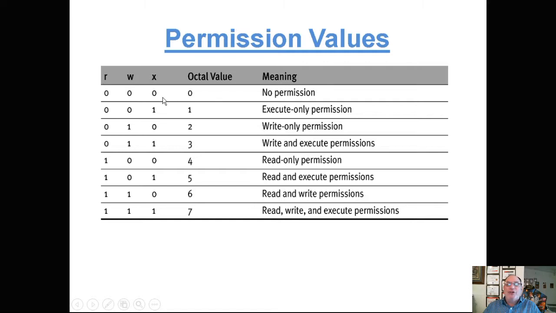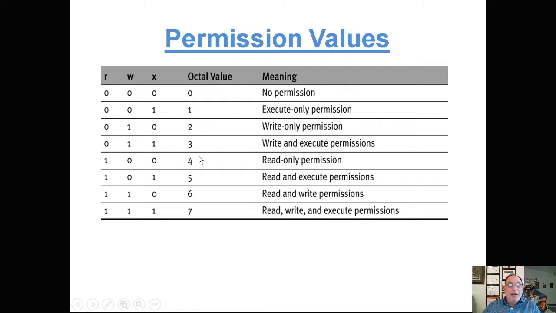And if you know how to convert octal to binary and add the binary digits, that's how you could figure this out. The octal value of 2 would be binary 1, 0, which would be write only. No read, no execute. The octal value of 3, if you remember your conversion, would be binary 1, 1, which would be basically write and execute.